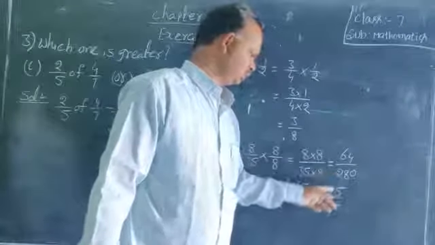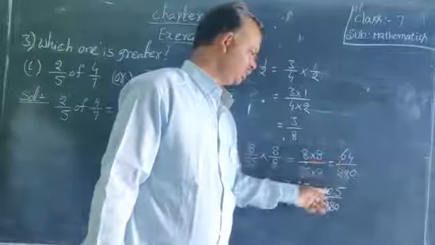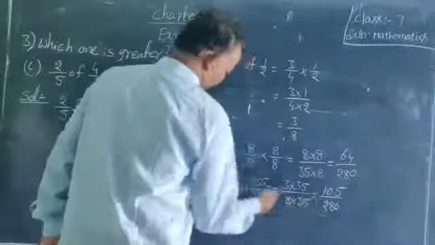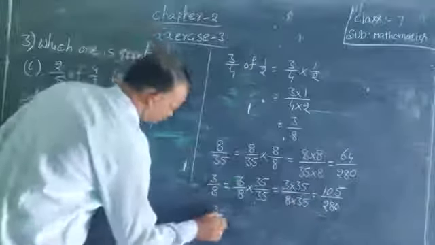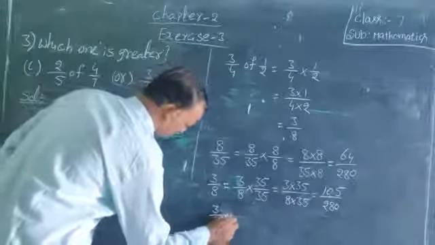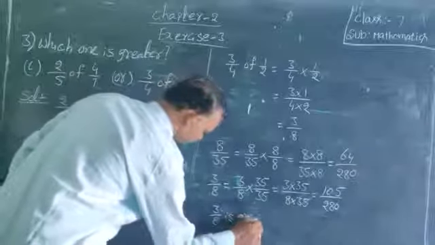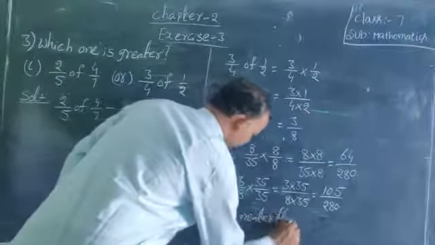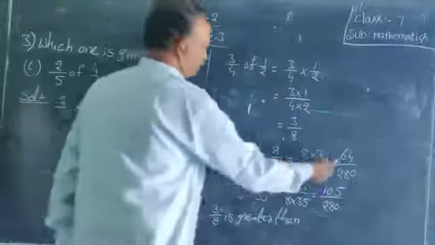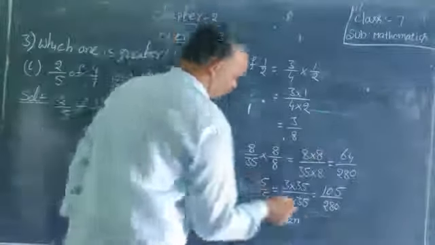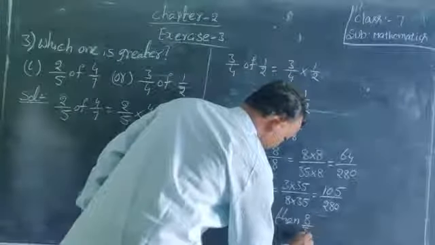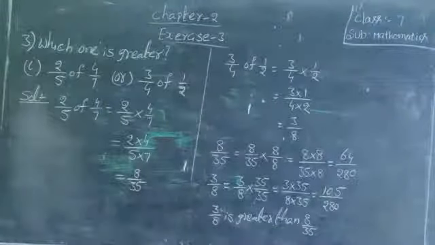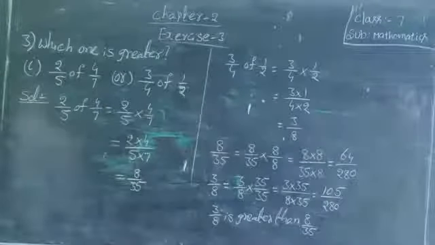Both are equal. So the numerators are 64 and 105. This is the greatest value. This is the greatest, means 105 by 280, means 3 by 8, is greater than this value, 64 by 280, means 8 by 35. 3 by 8 is greater than 8 by 35.